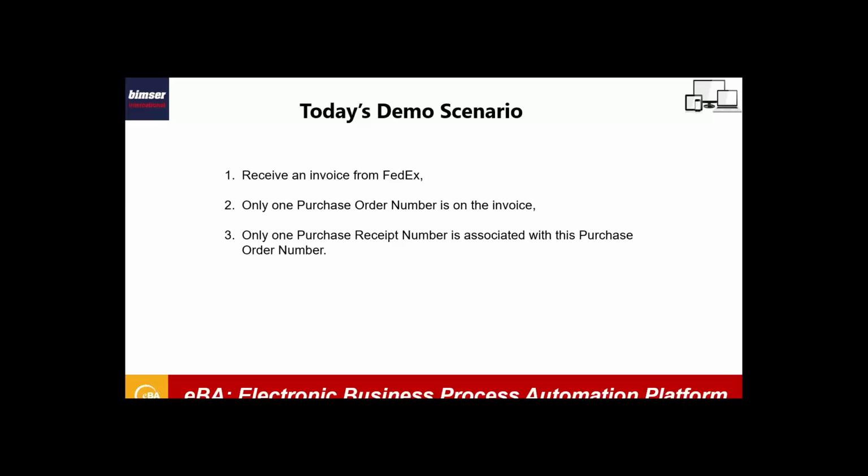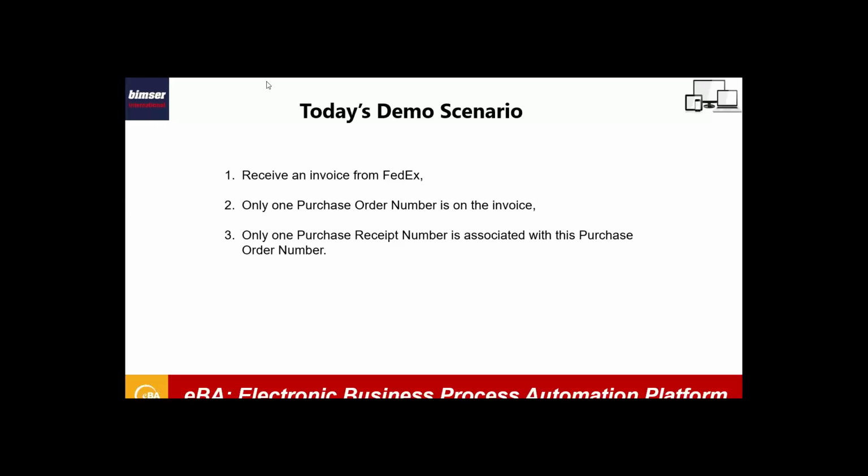As for today's demonstration, we have a scenario like this. We receive an invoice from FedEx. After that, we will upload it to our application, and the system will do the capturing automatically. Please keep in mind that in that invoice, there is only one purchase order number, and in Acumatica ERP, only one purchase receipt number is associated with this particular purchase order number as well. You will see how it works and how the system generates bills and adjustment automatically. And it's time for the live demo.